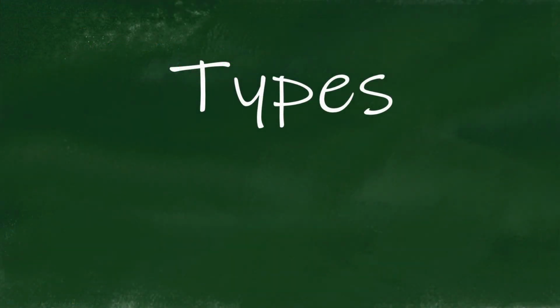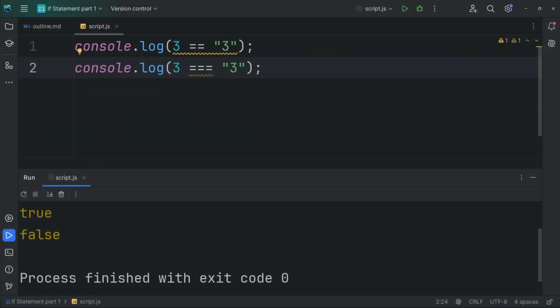We haven't explicitly covered the topic of types yet, but we have seen examples of several different types. Numbers, strings, and booleans are all different types. The number 3 without quotation marks is a number type, and the 3 with quotation marks is a string type. Since they are different types, a strict equality comparison between them will always be false.